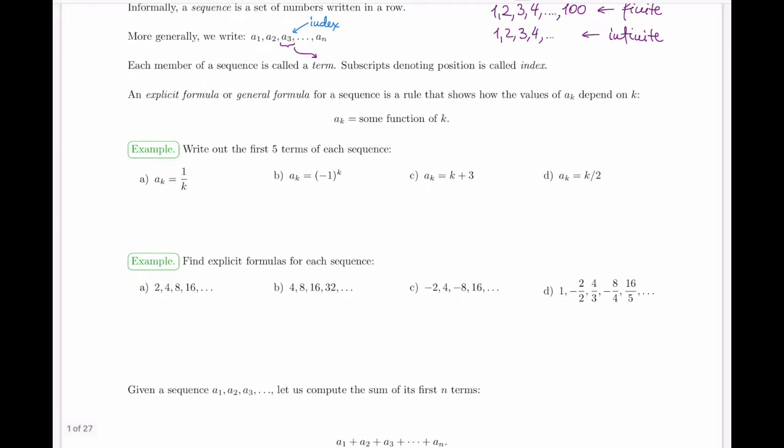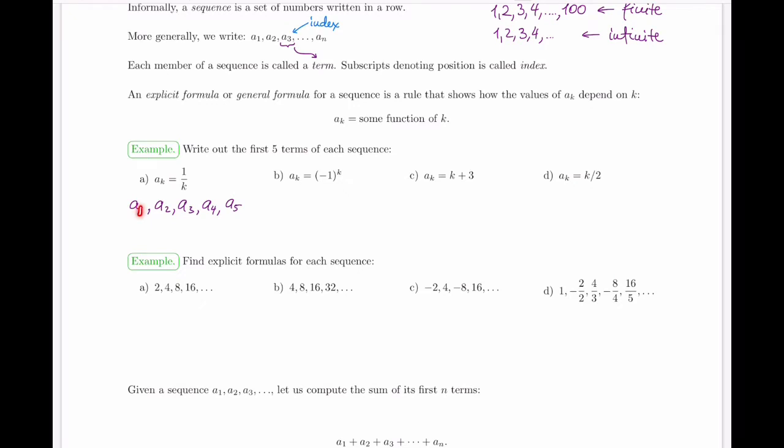In order to see how that works, let's take a look at this example. Write out the first 5 terms of each of these sequences. So the first 5 terms, 1, 2, 3, 4, 5, right? Because this is our first example, let me actually write them out as terms at first: A1, A2, A3, A4, and A5. So again, the indices are going to be represented here by k. So the first term has to follow the rule corresponding to the first index.